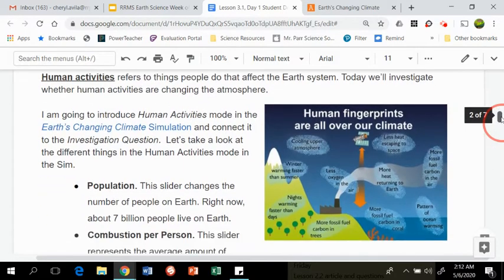We also have here human fingerprints are all over our climate. You can take a look at that. You can pause it and look at that if you like.